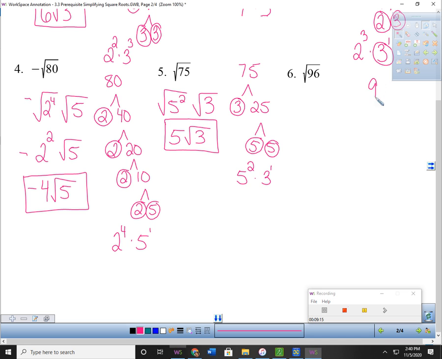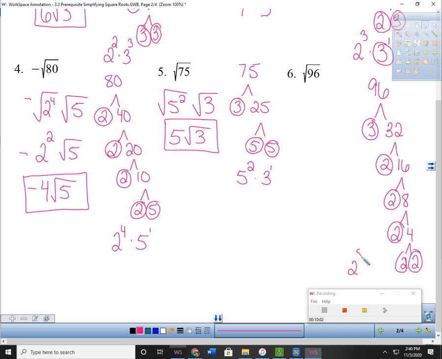All right, 96. We can split 96 into 3 and 32. 32, we could do 2 and 16. 16 we could do 2 times 8. 8 we could do 2 and 4. And 4 we can do 2 and 2. So that gives us 1, 2, 3, 4, 2 to the 5th, and then a 3.